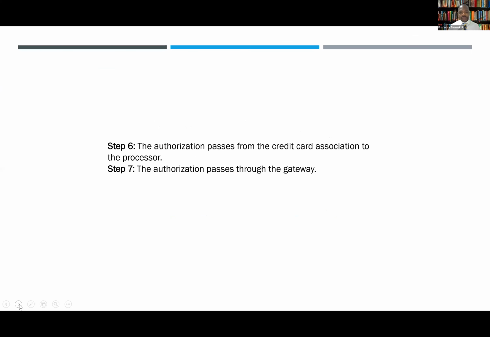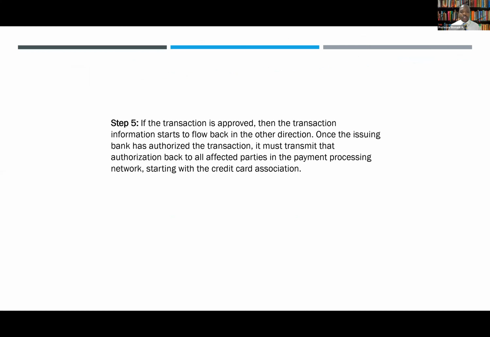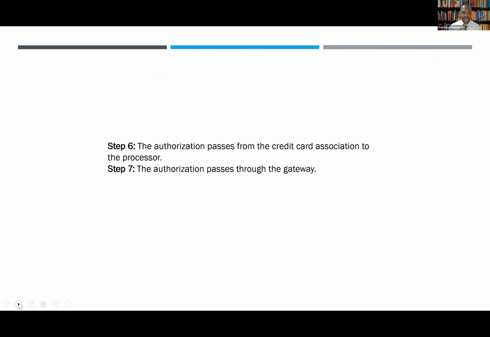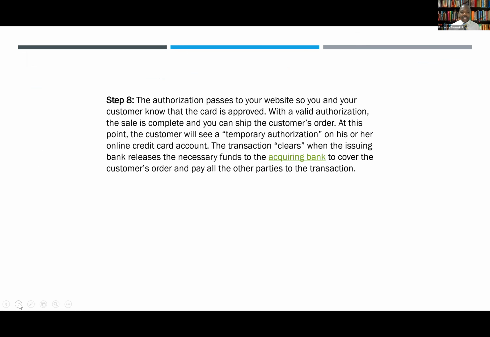We also have the authorization passes from the credit card association to the processor. The authorization passes through the gateway. And that's where I showed you the flow from the previous slide, which was part of the flow back that was necessary from step 5. And these are all some of the steps that are happening behind the scenes to ensure that your transaction is approved.